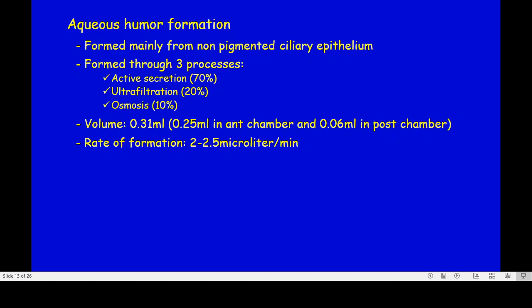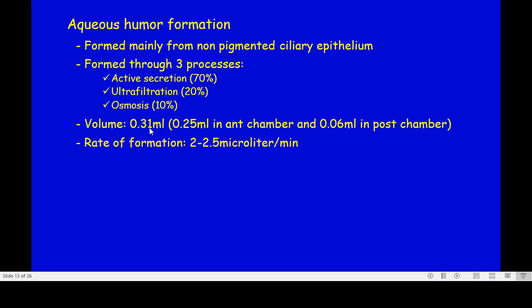The next important thing is the physiology of the aqueous humor formation. The aqueous humor is formed from the non-pigmented ciliary epithelium of the ciliary processes through three different processes, the most important of which is active secretion, which accounts for around 70% of the aqueous formation. The other two are ultrafiltration, that is responsible for 20% of the outflow, and the rest is through osmosis.